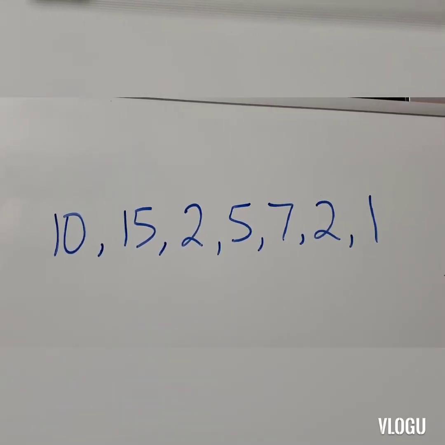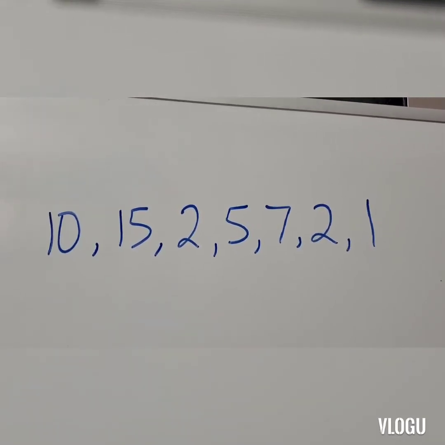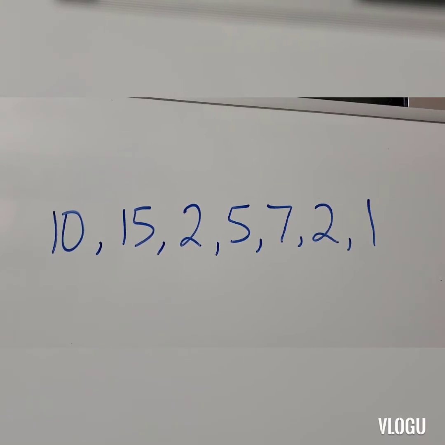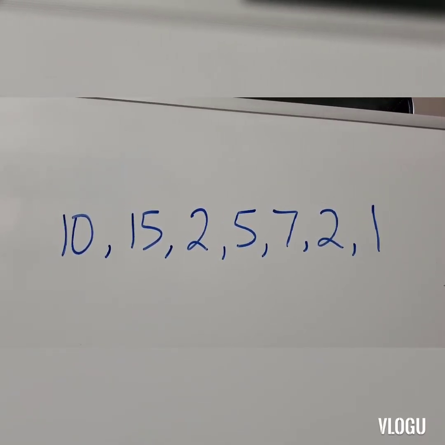Now try it on your own. Here's a group of numbers. They are not in a number set. Pause the video, find the mode, and restart when you are ready. You may pause now.